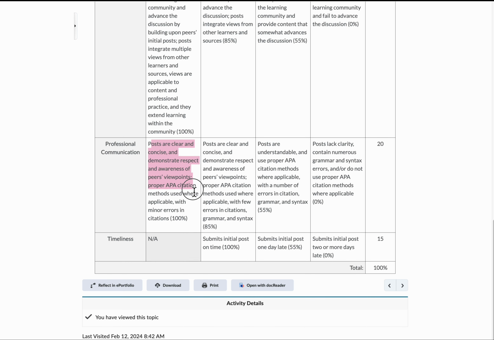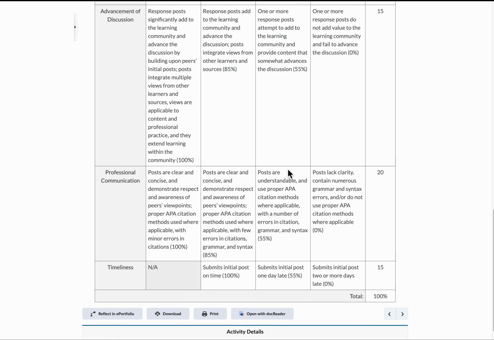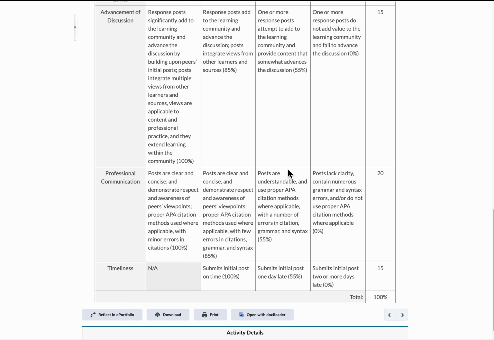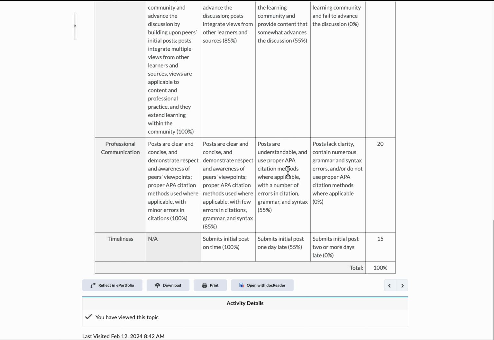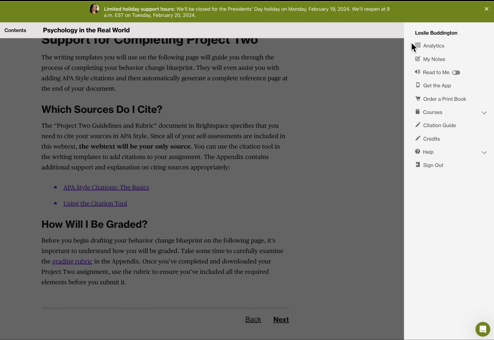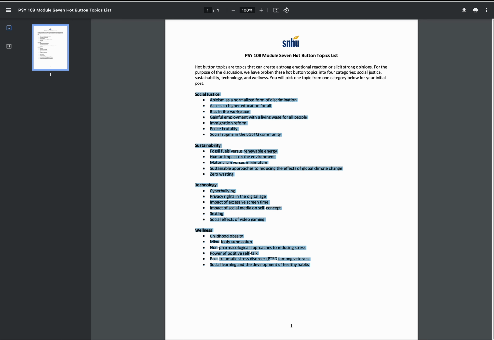And then for professional communication, it's just saying proper APA citation. And you can see proper APA citation is here as well. So just make sure that you're including proper APA, and that just means putting Harper, 2024 at the ends of the sentences that contain the information from the book. Ideally, you would also put the reference at the bottom, and remember that the reference can be found by clicking on this citation guide, and then you can just copy and paste it straight from there to get the full reference for the book.